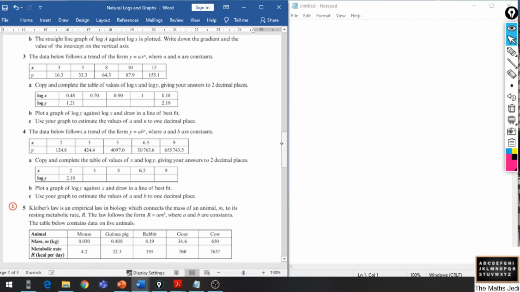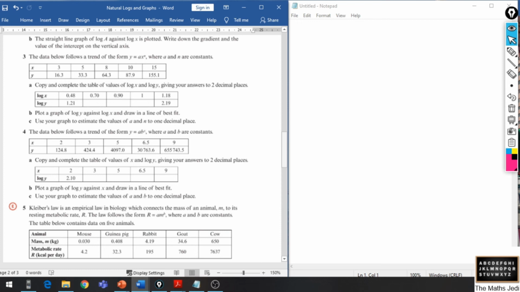The questions tend to be a bit more scaffolded in the book, but I definitely would recommend you to practice a couple of these just to have yourself a good gathering of it, and we'll do some more when we come to round off the topic in a week or two. So let's just have a look at question 4. You've got values of x and values of y. It's talking about y equals ab to the power of x. That's an exponential problem. Copy and complete the table of values x and log y, giving your answers to two decimal places. So that's very straightforward.